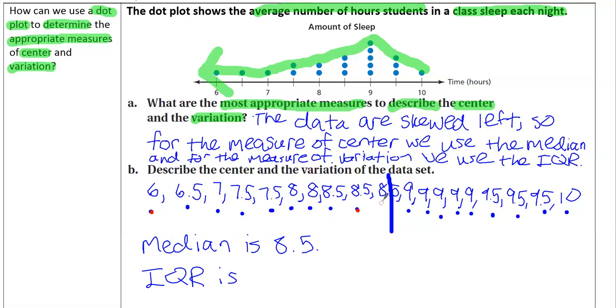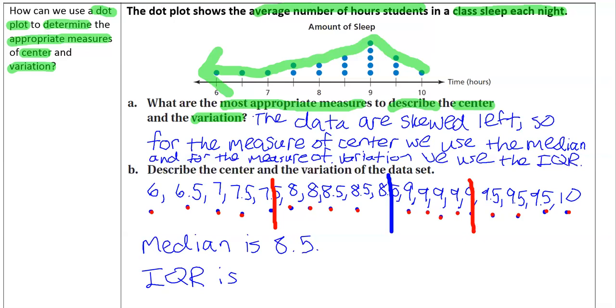Remember, cut out the number 8.5, so that median's cut out. Now I'm two in, three in, and now four. So it looks like quartile 1 is 7.5. And over here, from the outside, one in, two in, three in, four in, and it looks like my quartile 3 is 9.